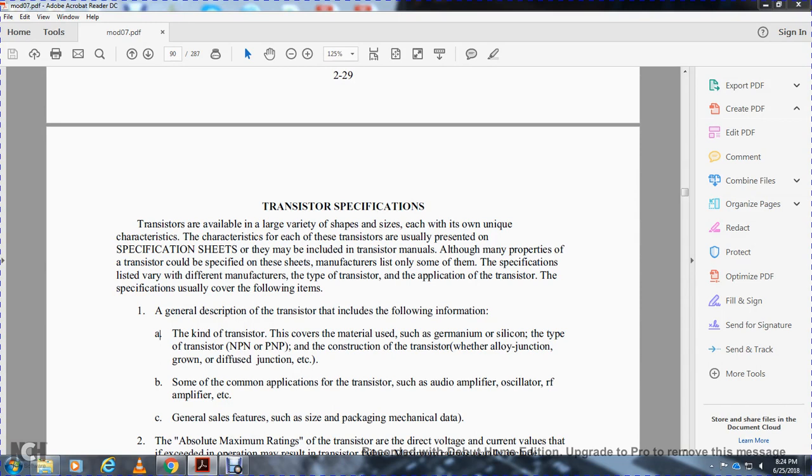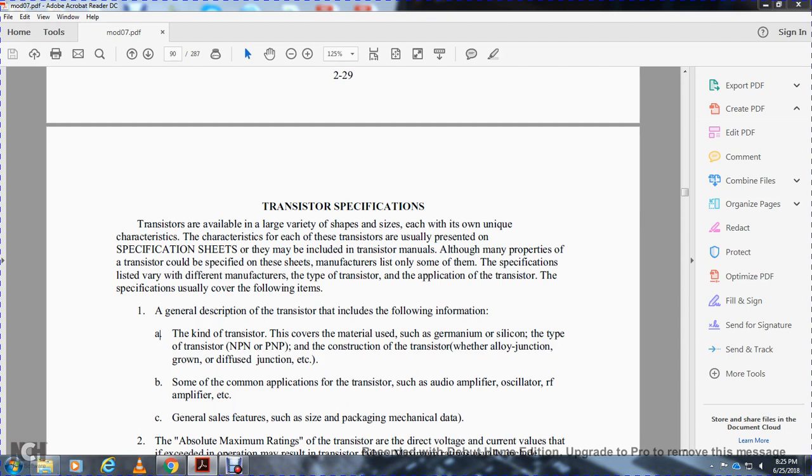Transistor specifications. Transistors are available in a large variety of shapes and sizes, each with its own unique characteristics. Each transistor usually comes with specifications that may be included in transistor manuals, although the main properties of the transistor can be specified on the sheet the manufacturer lists. The specifications vary with manufacturer, type, and application of the transistor, and usually cover the following items.